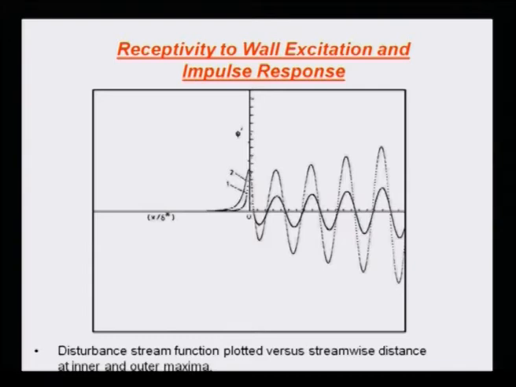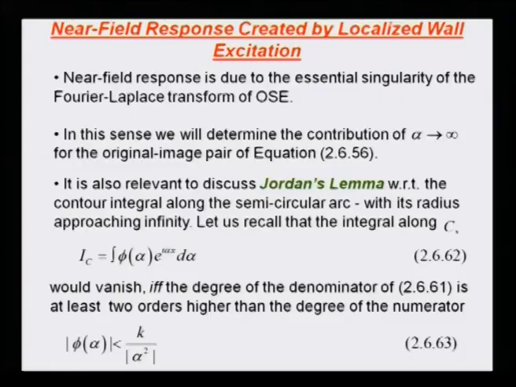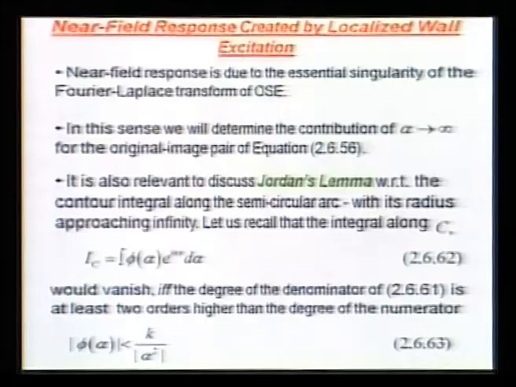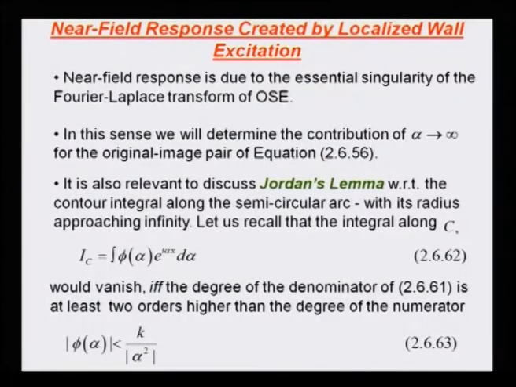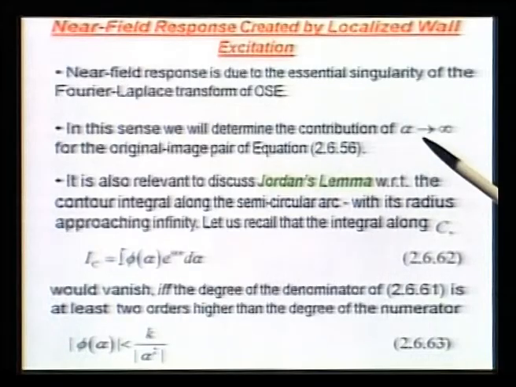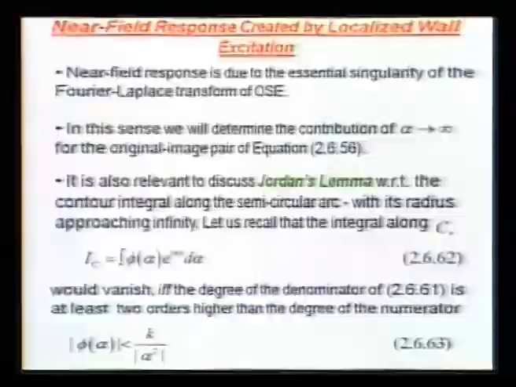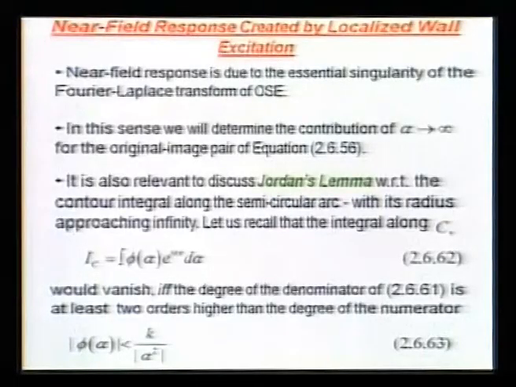So, as we are now interested to look at the special attribute of the receptivity theory in explaining the near field response due to this localized wall excitation, we did talk about the role of the essential singularity, that is the point at alpha equal to infinity. Essentially, what you are trying to do is find out what phi of alpha is when alpha is going to infinity, right?